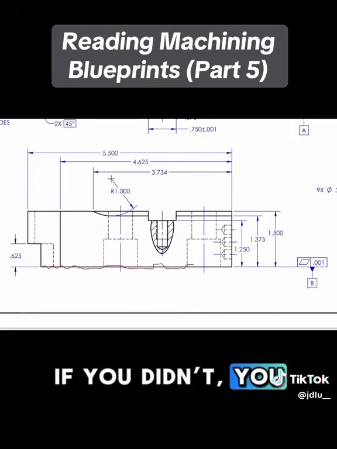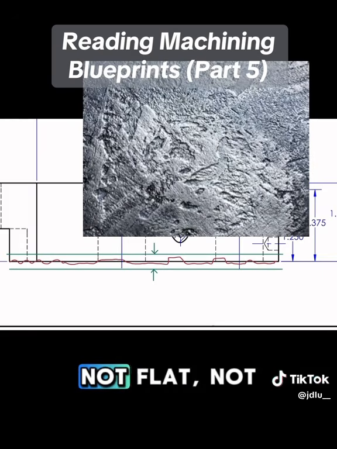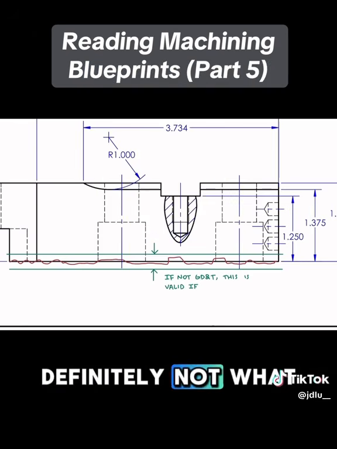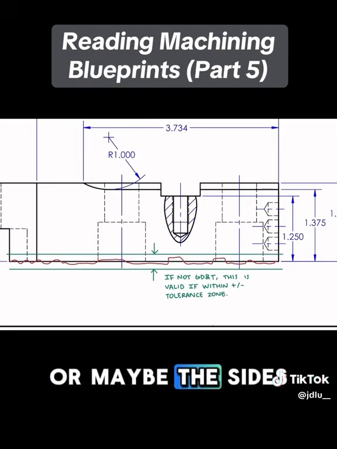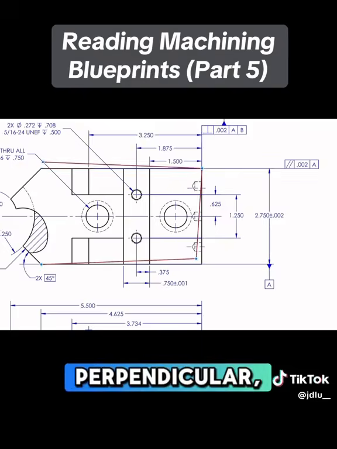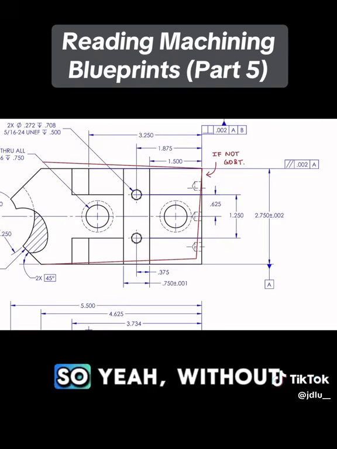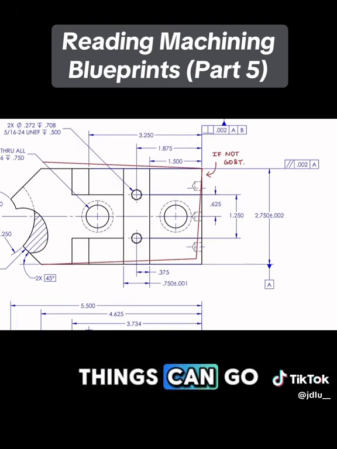If you didn't, you could end up with parts like this. Not flat, not square, and definitely not what you intended. Or maybe the sides aren't even parallel or perpendicular, even though your design depends on it. So yeah, without better control, things can go wrong fast.